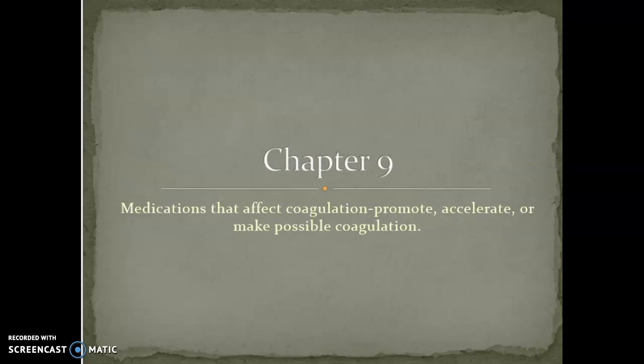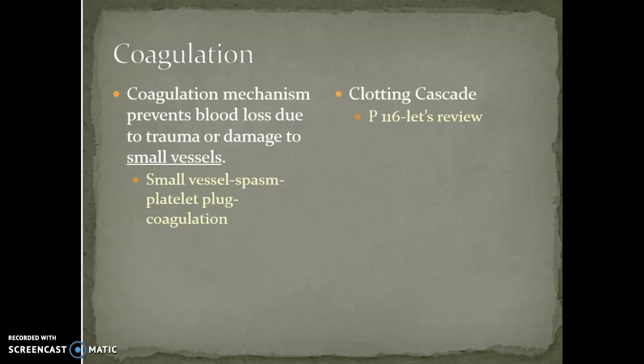Medications that affect coagulation in Chapter 9. Coagulants promote clotting in our blood naturally, while anticoagulants inhibit clotting. We use coagulation mechanisms in surgery to prevent blood loss and trauma or damage to our small blood vessels. Be sure to check out the clotting cascade on page 116.